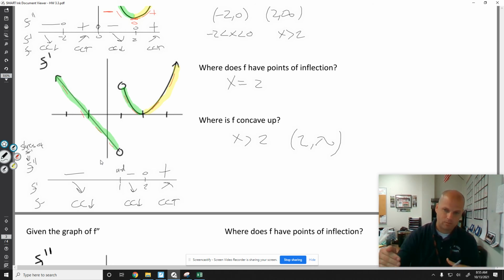Now, next class, when we combine what we did last class with this class, then we'll have to worry about what it might look like. And you'll see it's no big deal. What happens at 1 is we end up having a sharp point where we go from decreasing concave down to increasing concave down. The only way you can go from decreasing concave down to increasing concave down is at a sharp point.